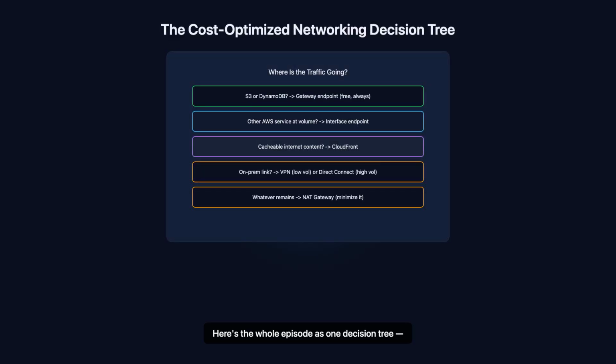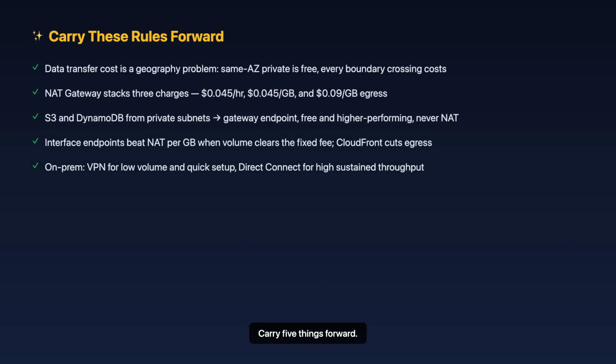Here's the whole episode as one decision tree. Always ask, where's the traffic going? If it's S3 or DynamoDB, use a gateway endpoint, free every time. If it's another Amazon Web Services service at volume, use an interface endpoint. If it's cacheable internet content, put CloudFront in front. If it's an on-premises link, choose VPN for low volume or Direct Connect for high sustained volume. And whatever's left over goes through the NAT Gateway, which means your job is to make that leftover pile as small as possible.